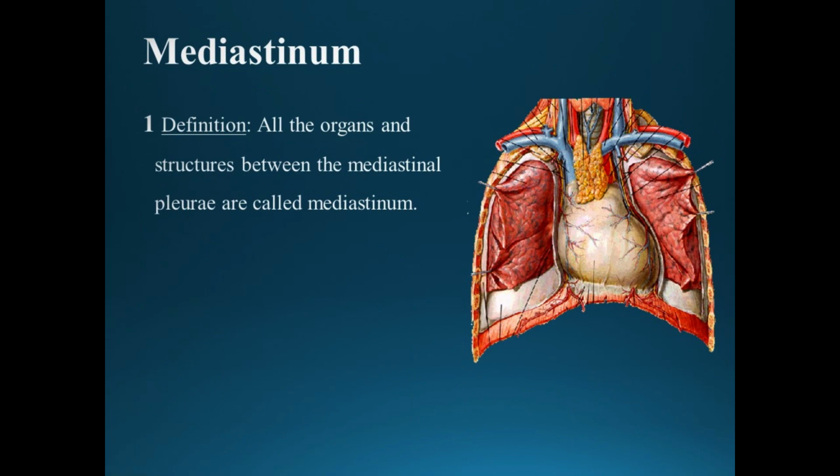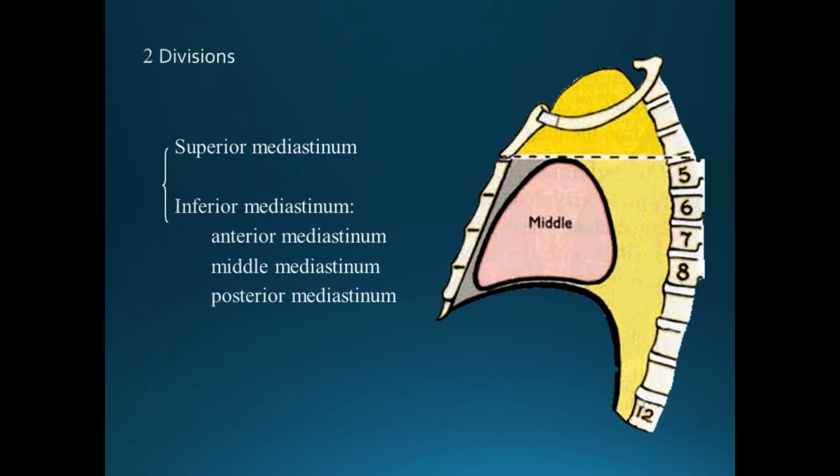Mediastinum. All the organs and structures between the mediastinal pleurae are called mediastinum. Divisions: superior mediastinum, inferior mediastinum, anterior mediastinum, middle mediastinum, posterior mediastinum.